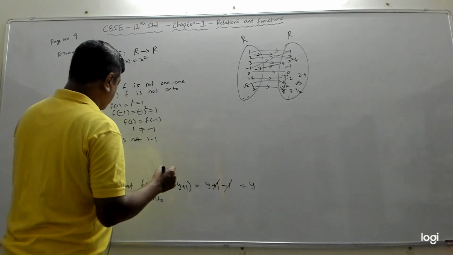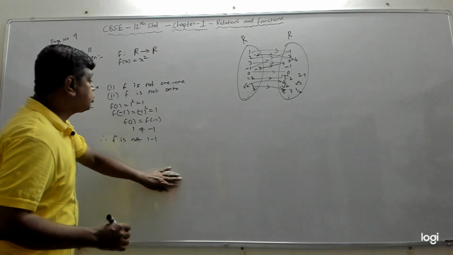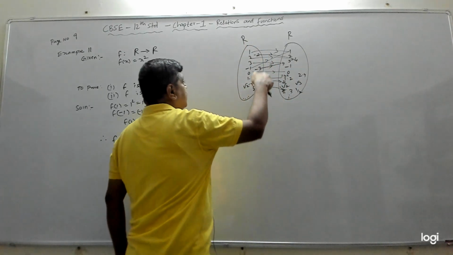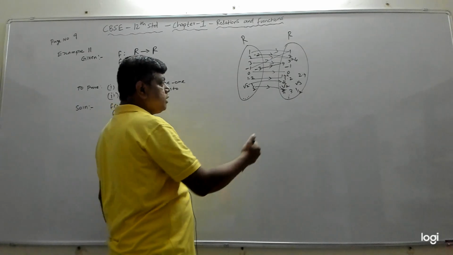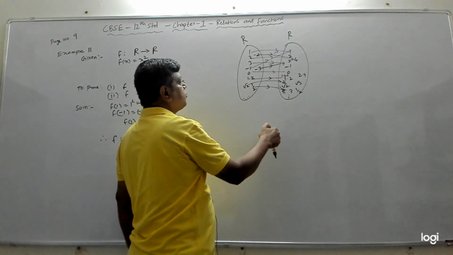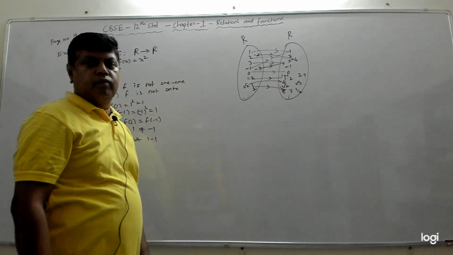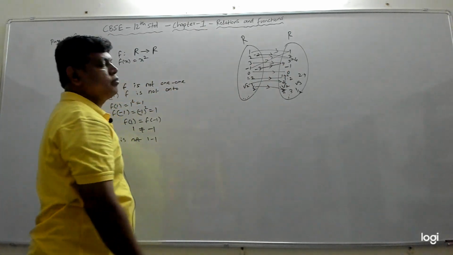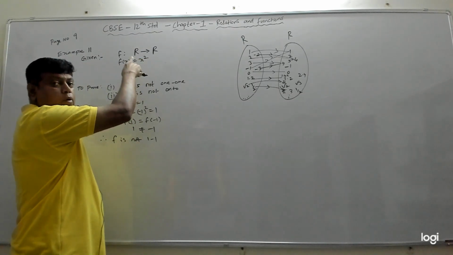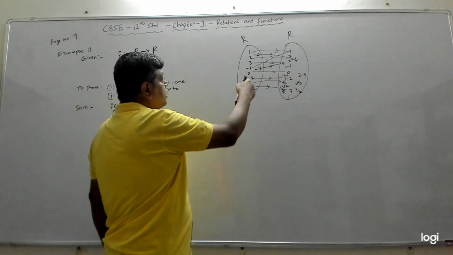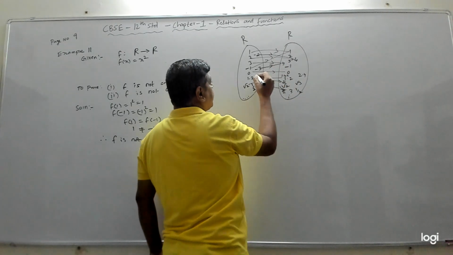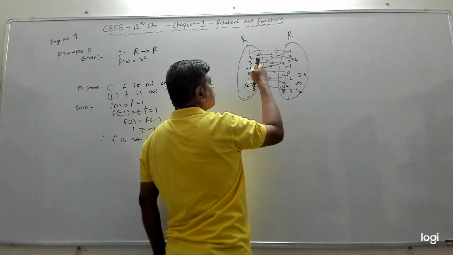Now we have to show f is not onto. To show f is not onto, we should be able to find at least one element here which is not the image of any of the elements here. If I can find one element such that no element here goes to it, that is enough. Suppose we take minus 1. Which element will go to minus 1 here? Whatever value I put for x, x square will always be positive. So all these numbers that I have mapped are going to positive numbers. Minus 1 doesn't go to minus 1, it goes to 1.